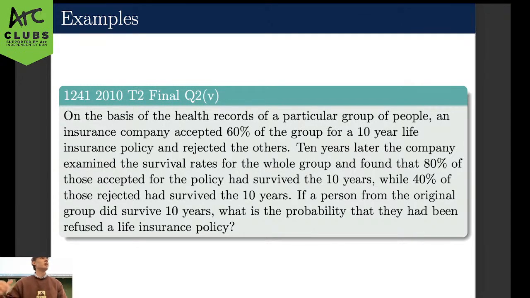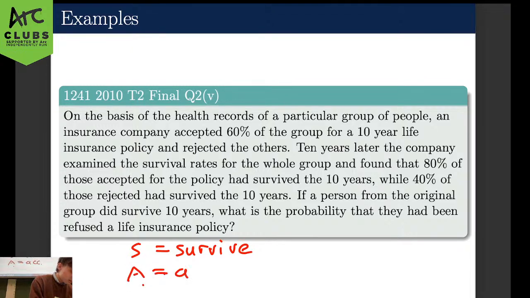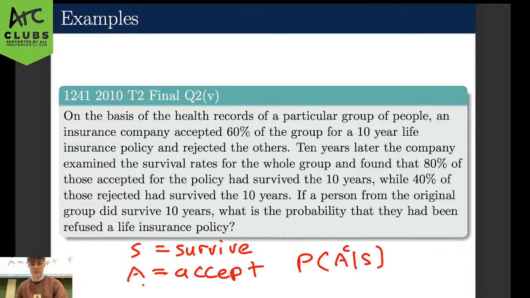What we're dealing with here is a problem about conditional probability. Let's say the event that someone survives is S. So this is the event that they survive. And A is the event that they were accepted. Now we want to find the probability that they were not accepted given that they survived.